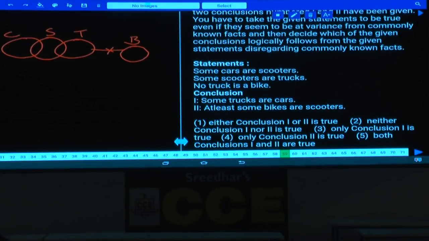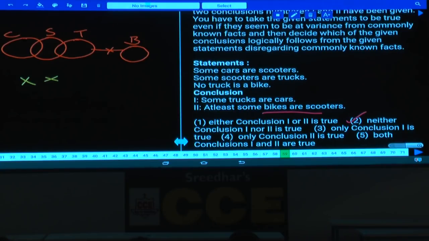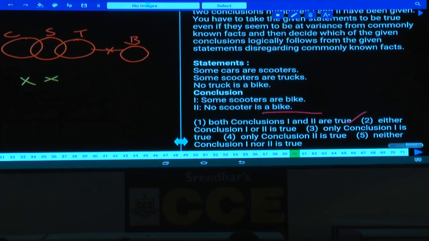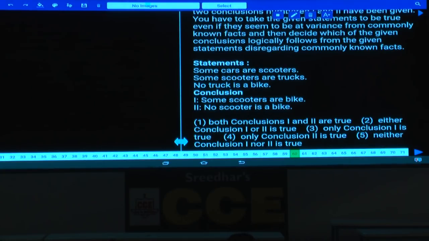What is the first conclusion? Some trucks are cars, that is false. Next one, some bikes are scooters, that is also false. And both the conclusions are false. Both the conclusions false, neither conclusion 1 nor 2. And it is given choice 2. Question number 59, choice 2. Now question number 60. Some scooters are cars.